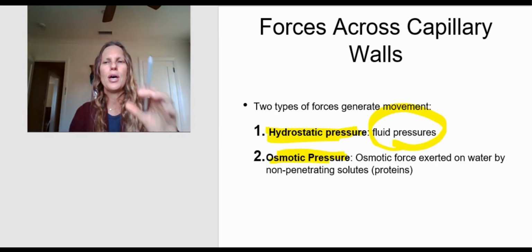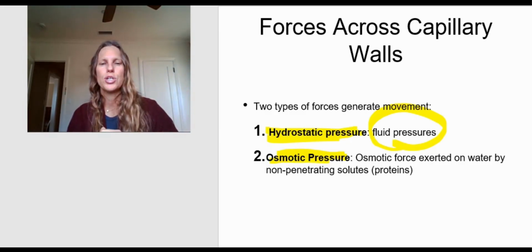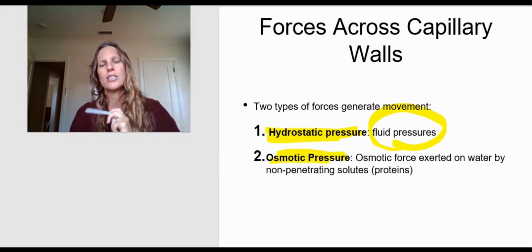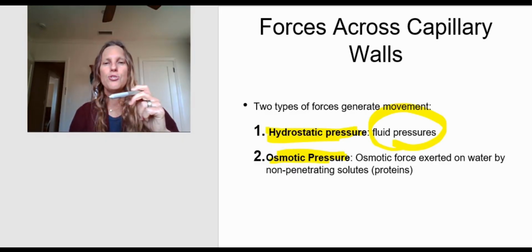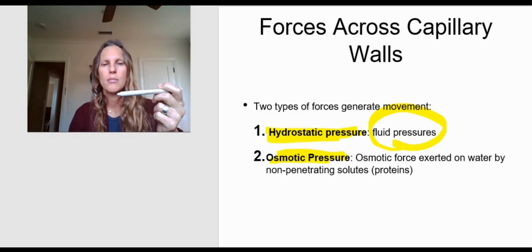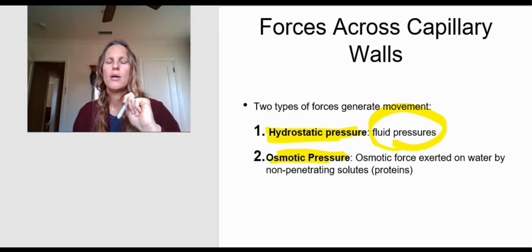So if we have a non-penetrating solute, remember that from the beginning of the semester, a non-penetrating solute is a solute that is not able to transport from one place to another. So if you've got inside of your blood, which you do, a lot of protein, plasma proteins, we talked about that in our 2 lectures before. Our most abundant one is albumin.